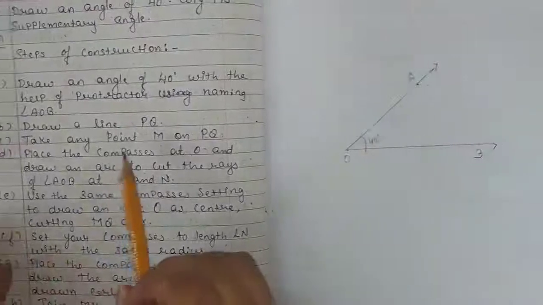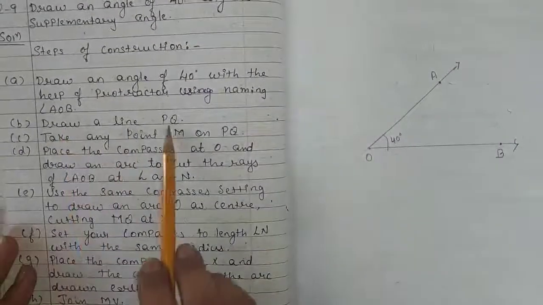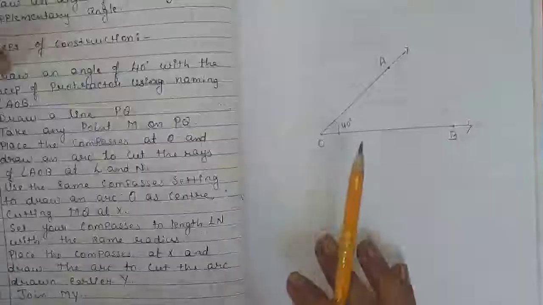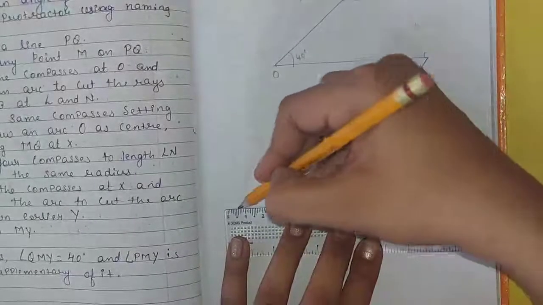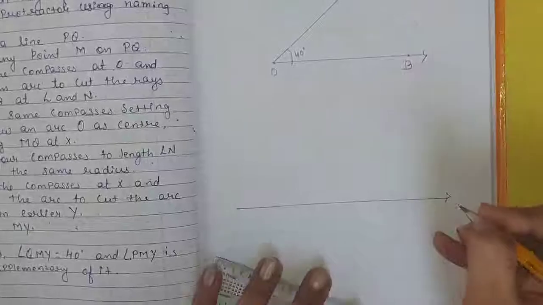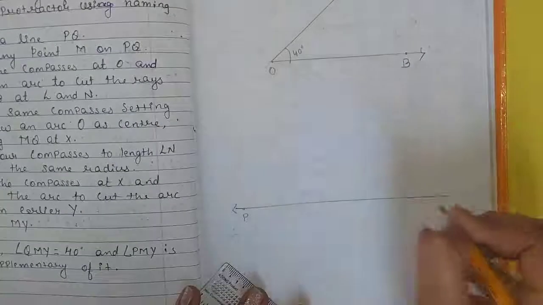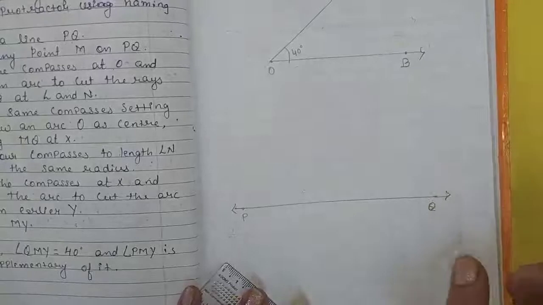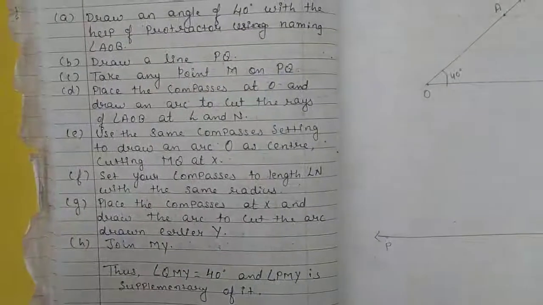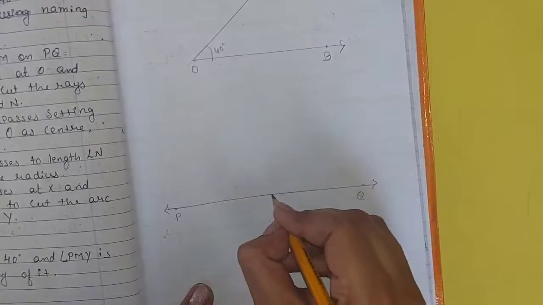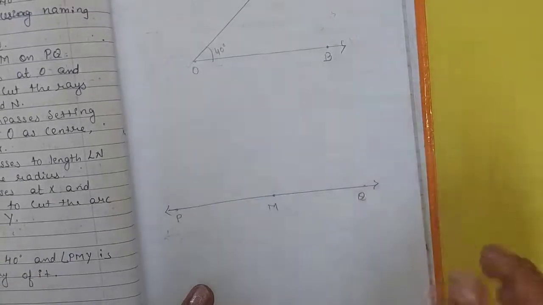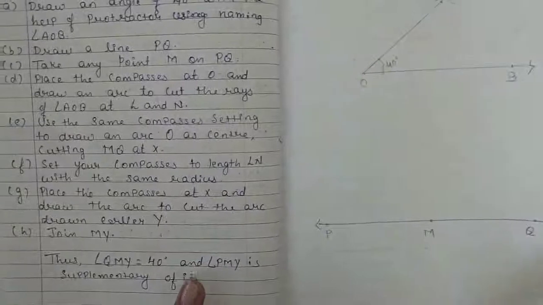Draw a line PQ. So students, let us draw a line PQ below this figure. So this is our line PQ. Now let us see the next step. Take any point M on PQ. So here we have to take a point M on PQ. Now let us see the next step.